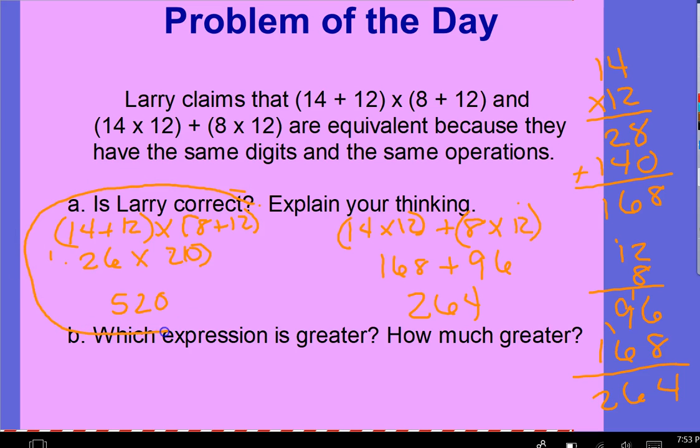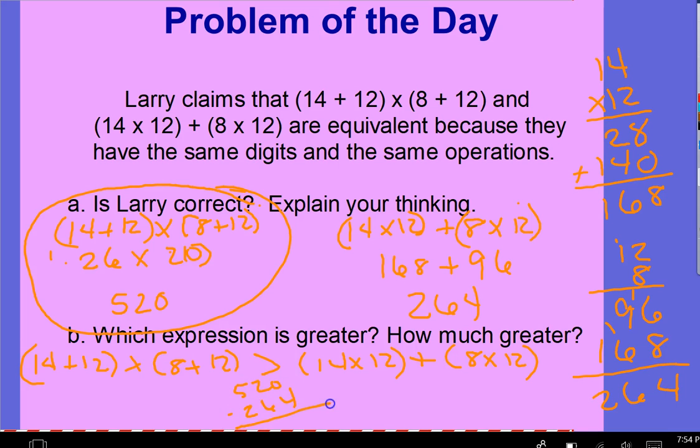I can definitely say that this one is greater. And I would write that one. So 14 plus 12 times 8 plus 12 is greater than 14 times 12 plus 8 times 12. And how much greater? 520 minus 264 tells me that it is 256 greater. Okay.